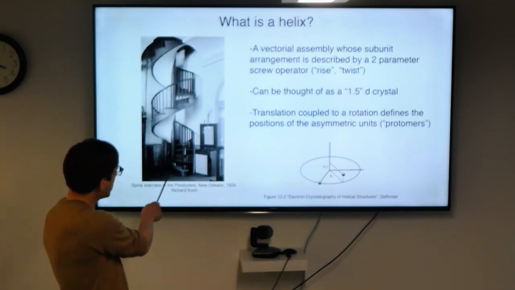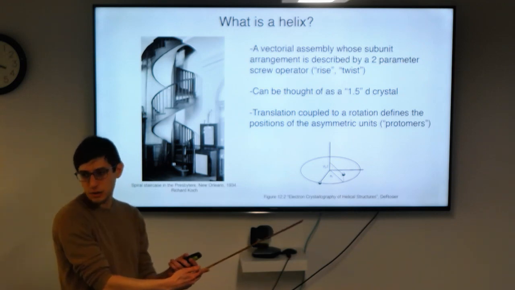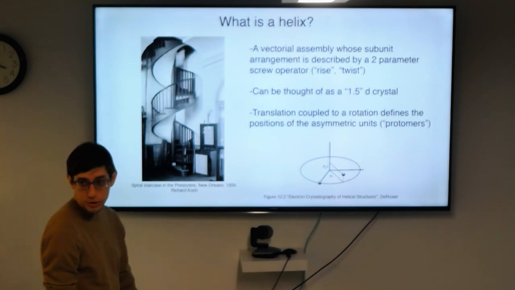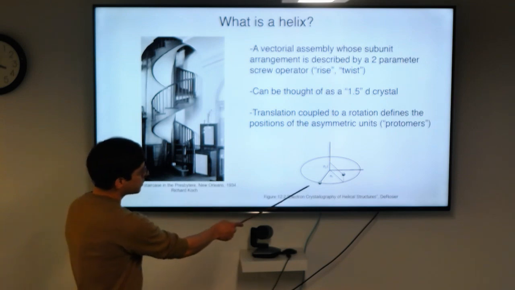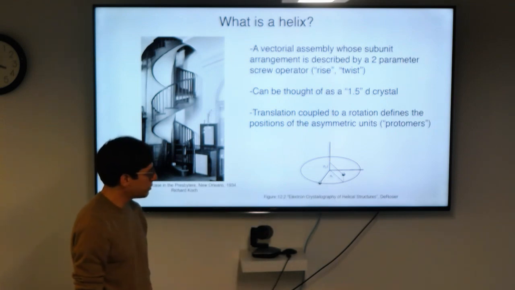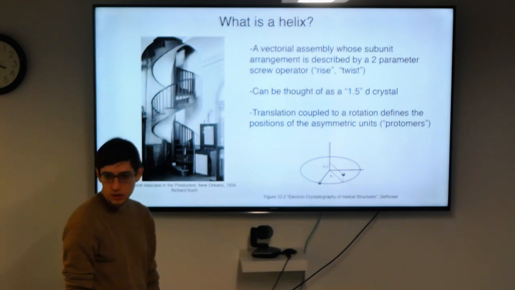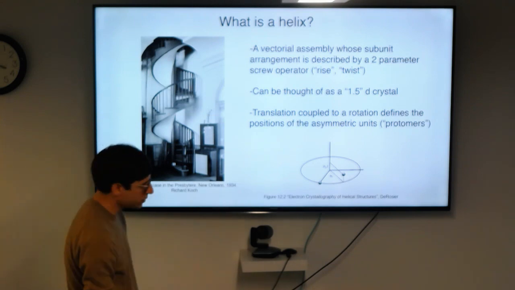So it's basically defined by a single interface. If two things can stick together, they can basically likely make a helix. And so a lot of things have evolved to form helices in biology. And as I mentioned, the two parameters that are really, really important for extracting three-dimensional information from EM images of helices are the rise and the twist, the rotational component.